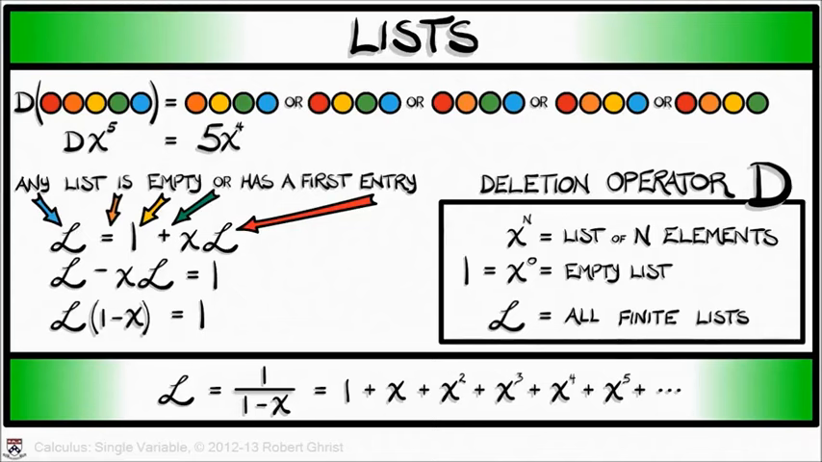What does that mean? Well, in this language we've constructed, you can read this statement as saying that any finite list is empty, or it has one item, or it has two items, or it has three items, or four, or five, etc. And so we see yet another interpretation for the geometric series.